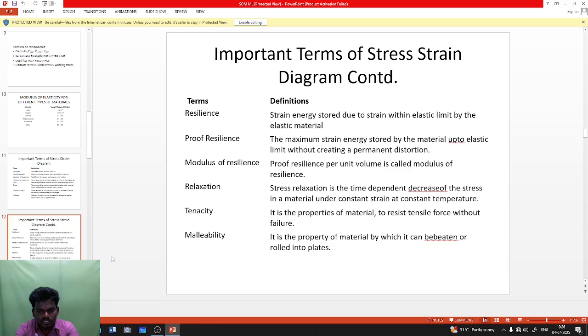Relaxation: stress relaxation is the time-dependent decrease of the stress in the material under constant strain at a constant temperature. Tenacity: the property of a material to resist tensile force without failure. Malleability: the property of a material by which it can be beaten or rolled into plates.